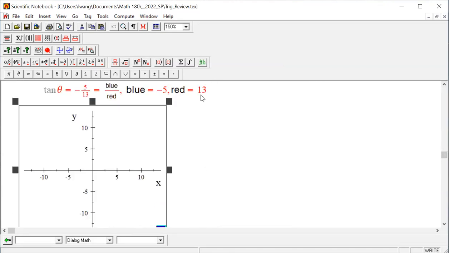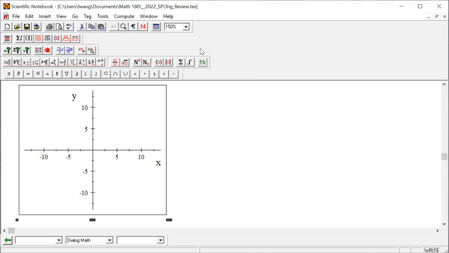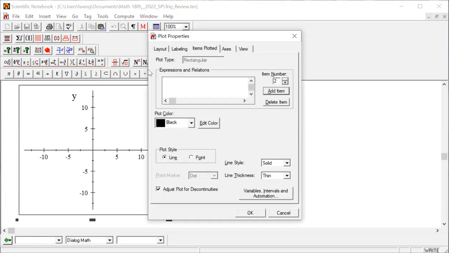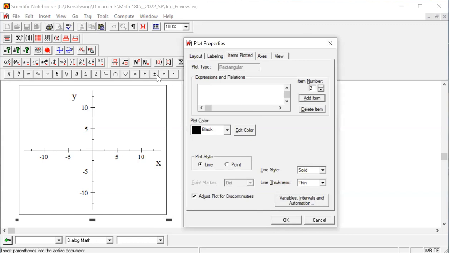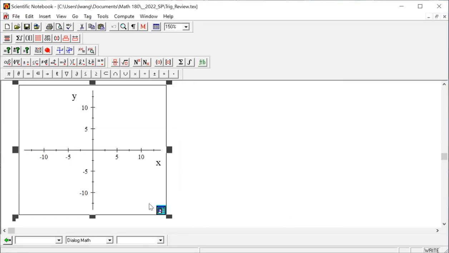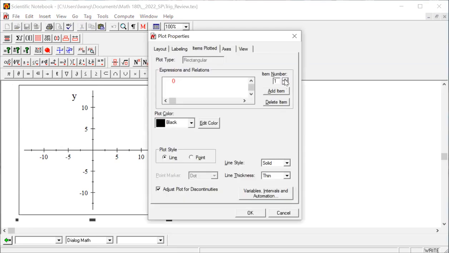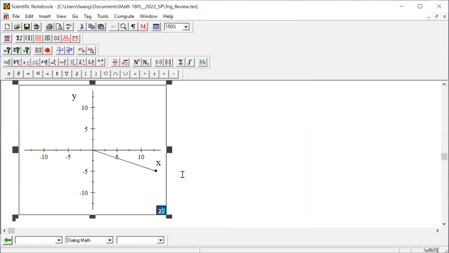Okay, so red is 13, blue is -5. So that basically tells us the point on the terminal. Red is 13, blue is -5, and that's the terminal. I need to make it a dot. And that's going to be a line. So the terminal is found.